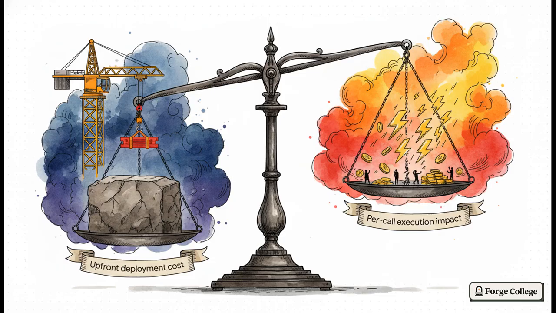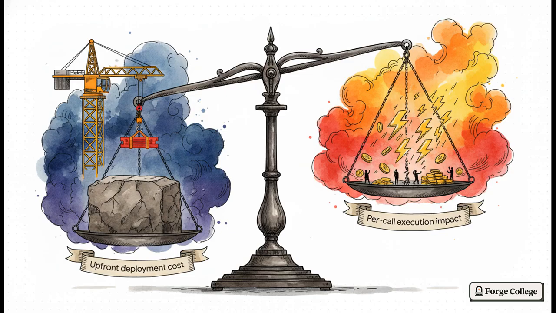If you strictly optimize for per-call gas, you're going to build giant monolithic contracts that are so ridiculously expensive to deploy, you might just run out of funds before you even launch. On the flip side, if you only optimize for deployment cost by using highly complex proxy routing, your users are going to get slapped with massive gas fees every single time they try to execute a simple function.